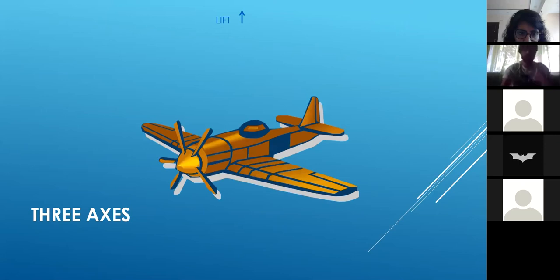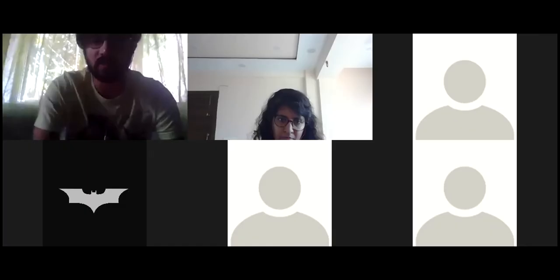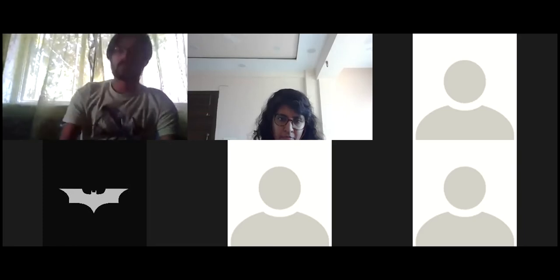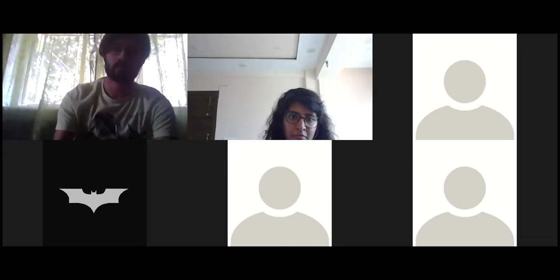Now, there are three axes to a plane. One is the lateral axis. If the plane moves about the lateral axis, it pitches up and pitches down. I'm going to stop my screen share and show you guys this. Can you guys see me? Yes.